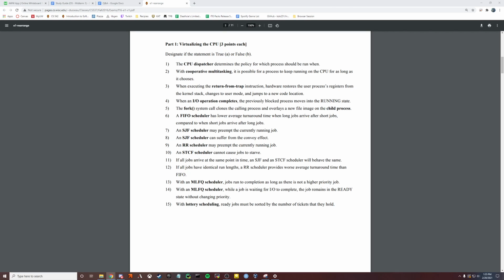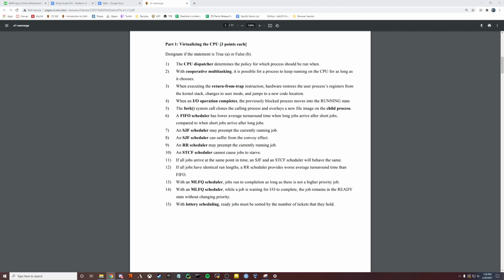Number 3, when executing the return from trap instruction, hardware restores the user process's registers from the kernel stack, changes to user mode, and jumps to a new code location. This is true. That is what return from trap does. So I think we said true. I think we were a little wishy-washy on this too because of the kernel stack thing.